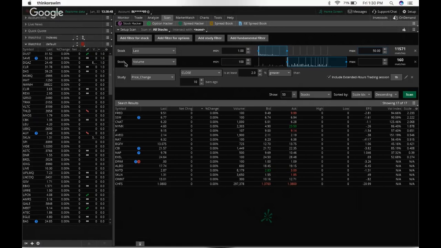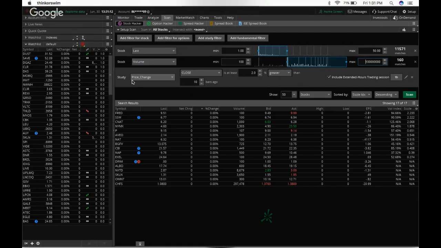But then I go ahead and click again, add filter for stock, and then I go to the volume option. From volume, again, you can change this if the market's open or if you're doing it pre-market hours or after market hours, whatever it is that you want to focus on. I set the minimum volume to 100, and max volume I really don't care what it is, and there are 160 matches based on the current time as of right now.